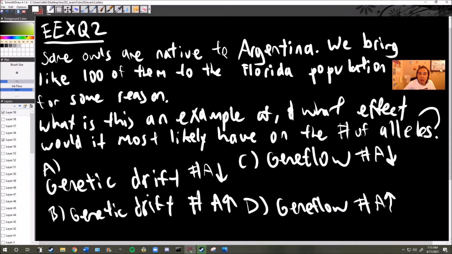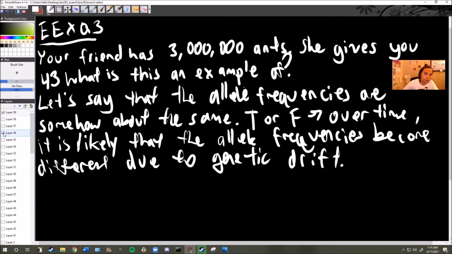The organisms in Argentina are now bringing their genes, which flow into the Florida population. Because they're bringing additional genes, they're also bringing additional alleles, which means that the number of alleles will go up, which is a good thing for the Florida population, at least. Okay.